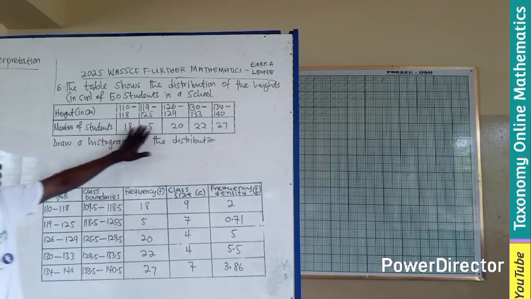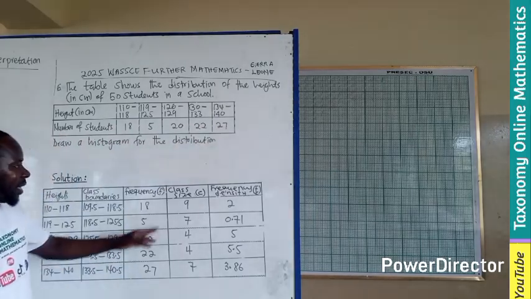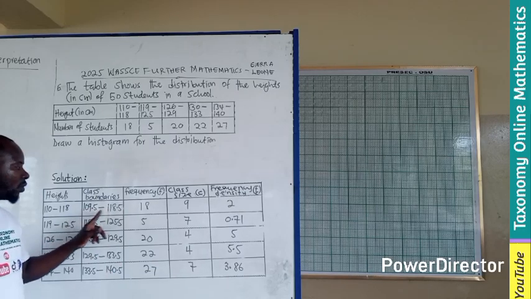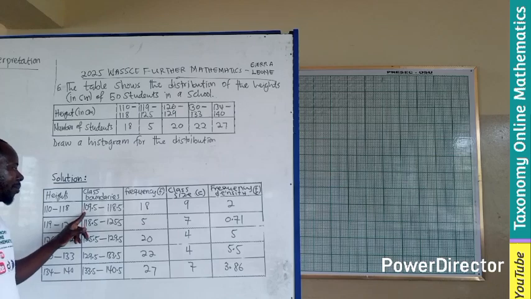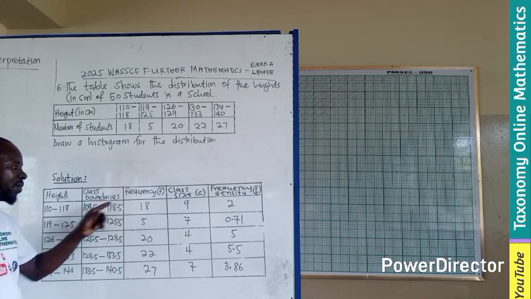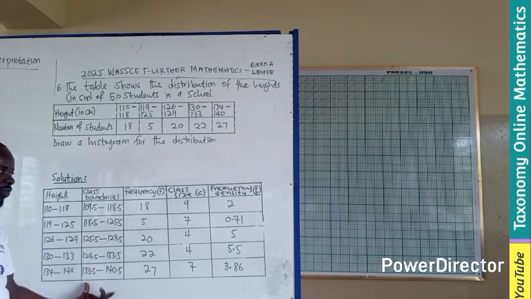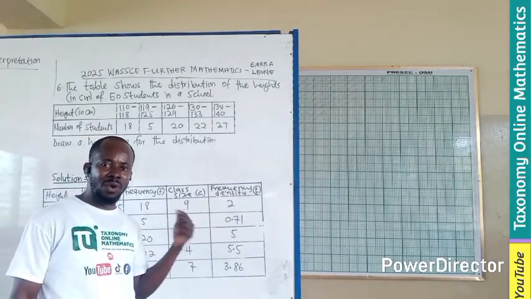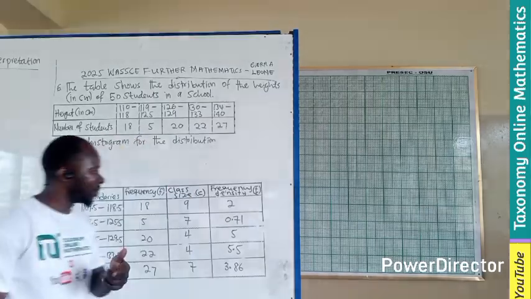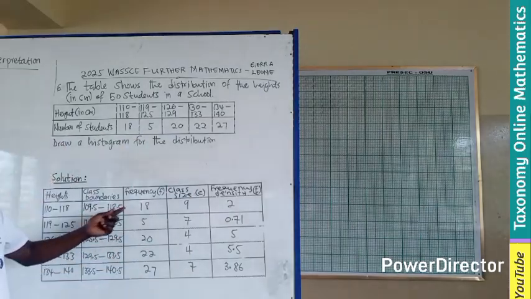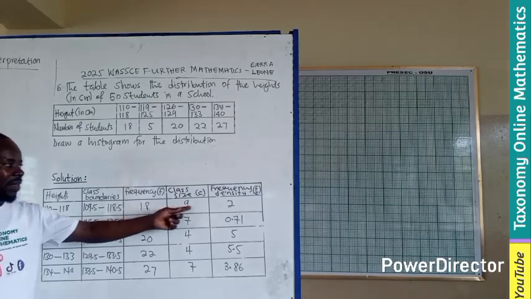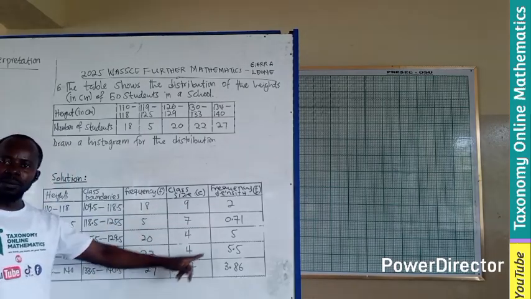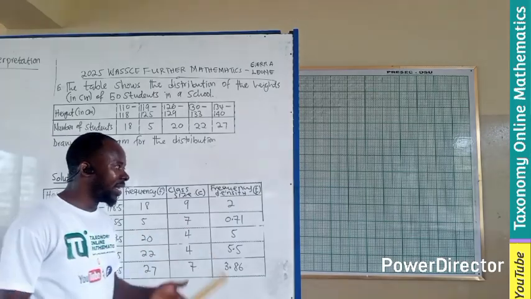The frequencies are picked from the question. Then the class size is the difference in each class boundary. So 118.5 minus 109.5 will give you 9, and the same applies to all of them. How do we get the frequency density? It is just the frequency of each class divided by the class size. So in this case, we have 18 divided by 9, which will give you 2. 5 divided by 7 will give you this, and so on for all of them. That is how the frequency density is derived.